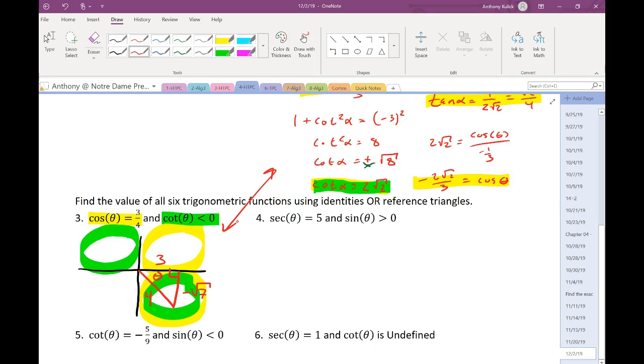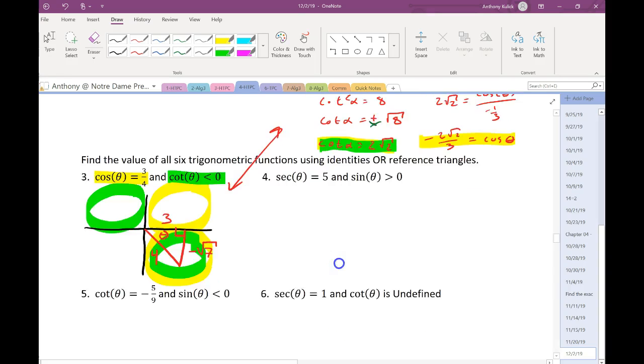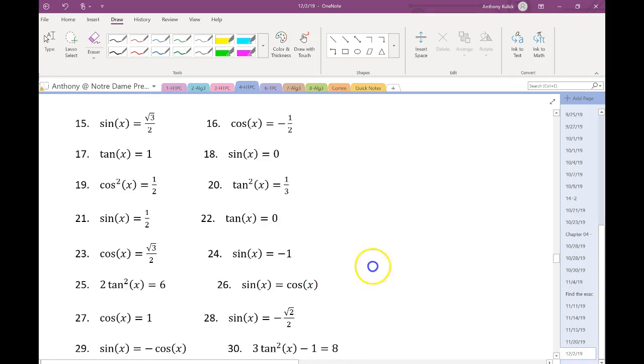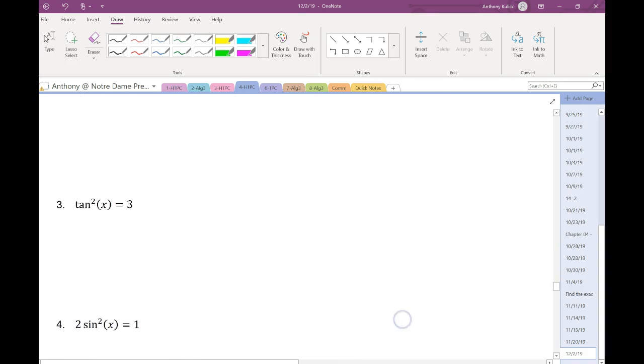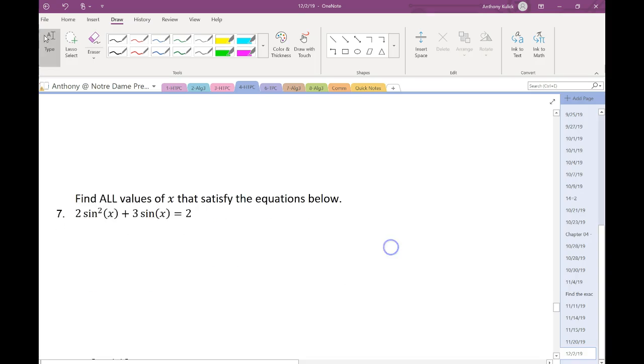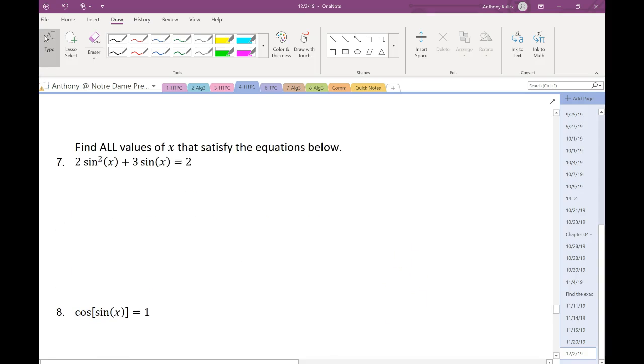Leo. Seven from the solving worksheet. Sure. That's this one, right? That's the same one we're talking about?